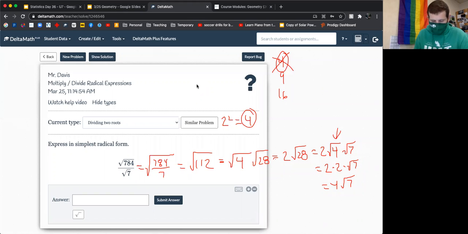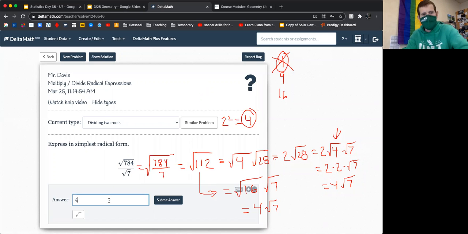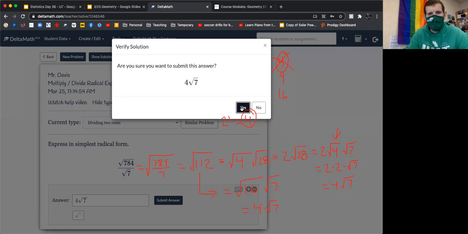Now let me show you what we could have done. Right here, we might have alternately decided to find out what the biggest perfect square factor is. We could have done 16 times 7 and gotten this done in one step. So that would have been the shorter way of doing it. But notice that even with this other way that we did it, we still get the same answer. So 4 times the square root of 7. I'll submit that.